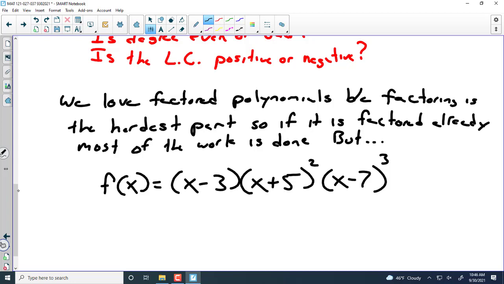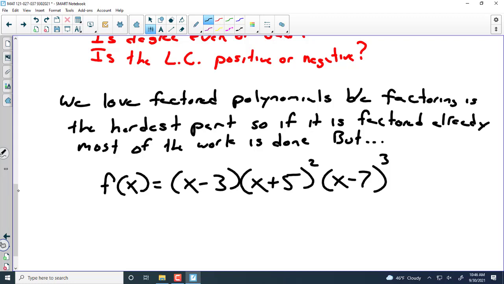Because what we need to imagine, everyone, when we're looking for the degree, is what would happen if someone were to multiply this whole thing out. If someone were to multiply this whole thing out, what do you think the highest power you would see on an x is? It would be 6. Because if someone were to multiply this out, we'd have 1 x from this x minus 3, 2 x's from this x plus 5, and 3 x's from this x minus 7 because of the powers on those. So what I told you before about the degree being the highest power is true, but that rule only really works when you're looking at it in its unfactored form.